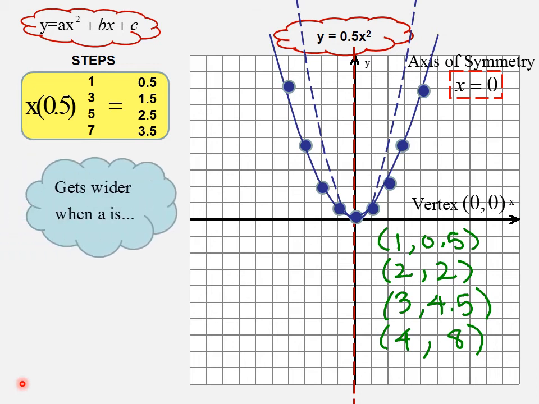So just to show you that our y equals 0.5x squared is indeed wider than our y equals x squared original parabola. Okay, so we can say that the parabola gets wider when a is less than 1. And being less than 1 just means a fraction, a fraction or decimal. So we multiply by a fraction or decimal, we get a wider parabola.